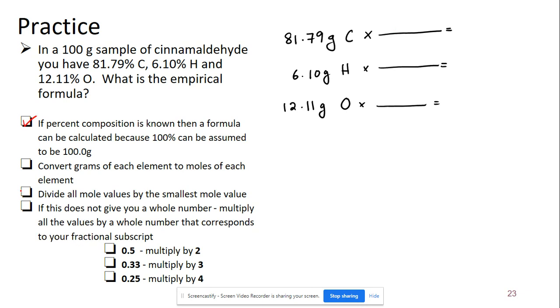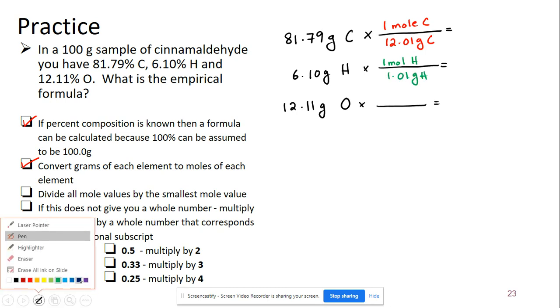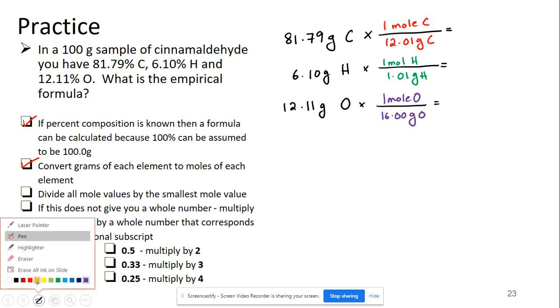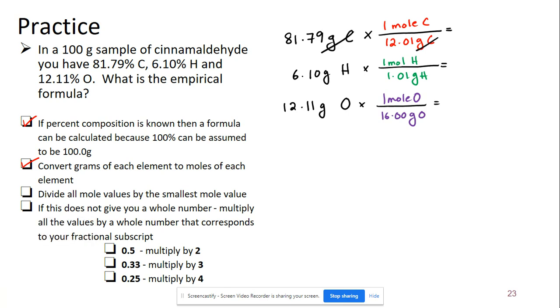So I'm going to do step 2. Percents have been turned into grams. Now let's convert grams of each element to moles of each element. So 1 mole of carbon on the top, molar mass of carbon on the bottom, then 1 mole of hydrogen on the top, molar mass of hydrogen on the bottom, then 1 mole of oxygen on the top, molar mass of oxygen on the bottom. Now let's convert. Grams of carbon cancel out, so that gives me 81.79 divided by 12.01, which gives me 6.810 moles of carbon.